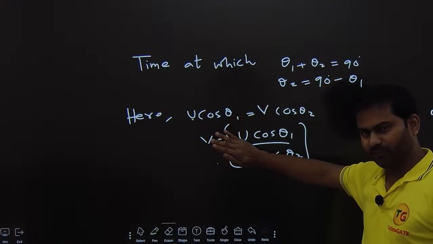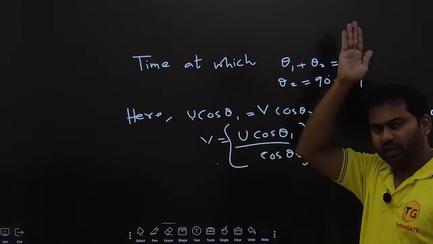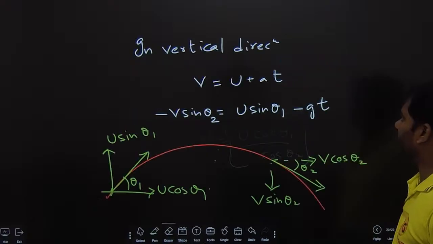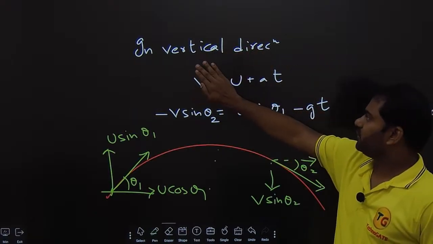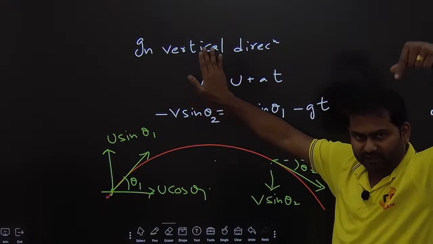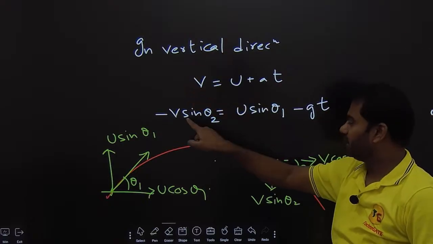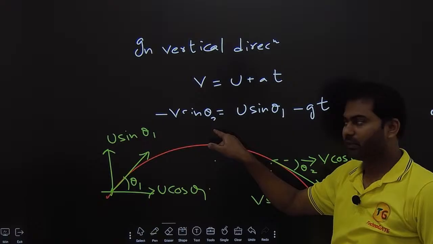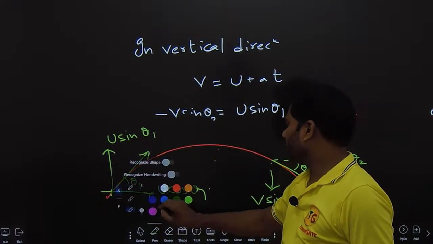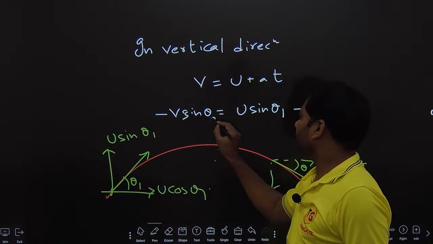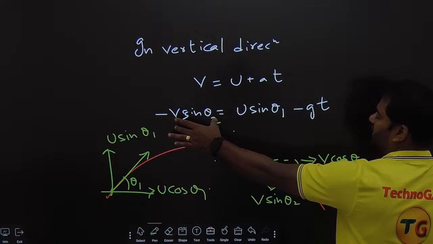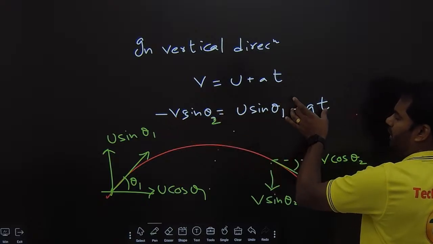Now if you take the vertical direction, the velocity is v sin theta 2 at that situation. In the vertical direction, v is equal to u plus at, right? V should be v sin theta 2 acting in the downward direction, which is negative. That's why I should keep sin theta 2. If you forget the sin theta 2, it will be wrong. That's why I couldn't get the correct answer. So from this we got the relationship: minus v sin theta 2 is equal to u sin theta 1 minus gt.